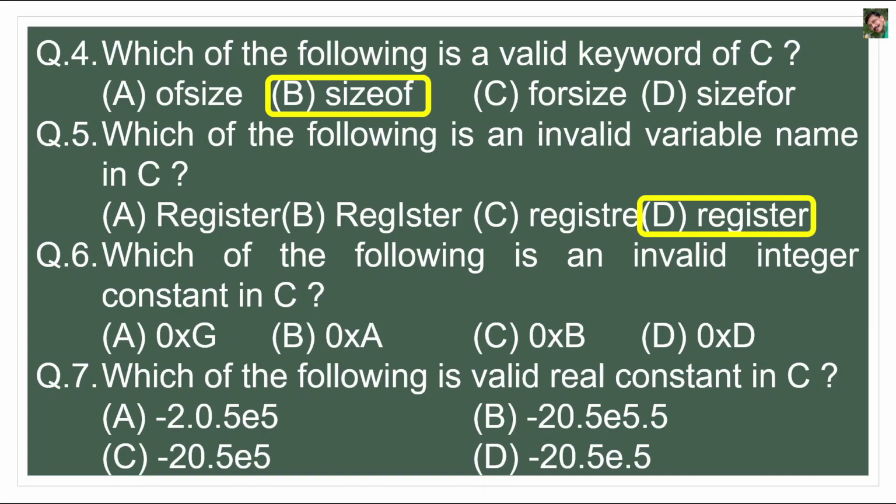Question number 6. Which of the following is an invalid integer constant in C? Integer constant, you know, means 8, 9, 10, 85, 96. All these are integer constants. But an integer constant in C language can be represented using many different formats: using the binary number system, the octal number system, the decimal number system, or the hexadecimal number system.